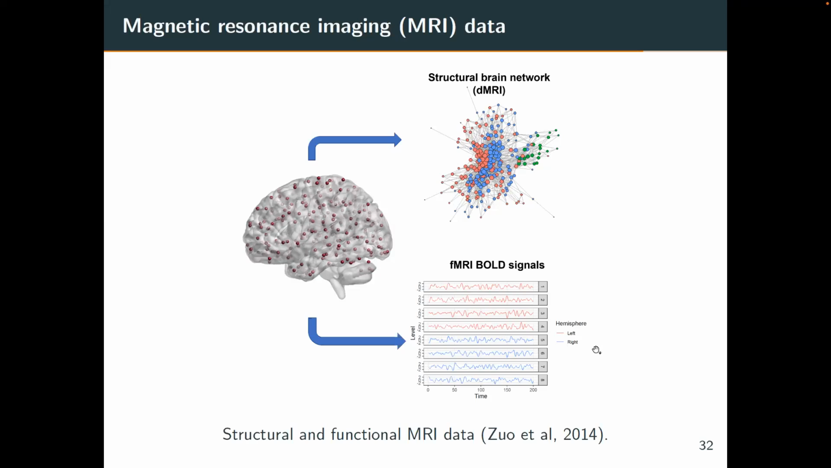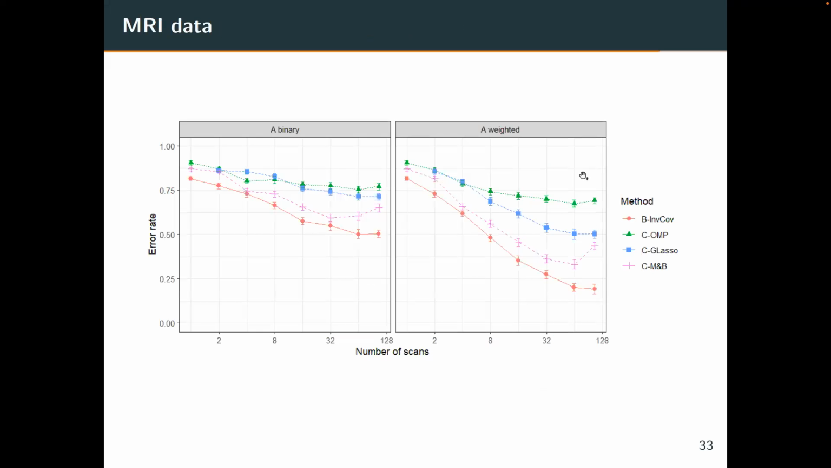So we're going to assume that we don't know the correspondence of these two, and we're going to try to match the fMRI signals to the structural brain network. So what we observed is something very similar. As we increase the number of scans in the fMRI network, so as we increase, let's say, the time that the person is in the scanner, then the accuracy of the matching solution is going to improve.